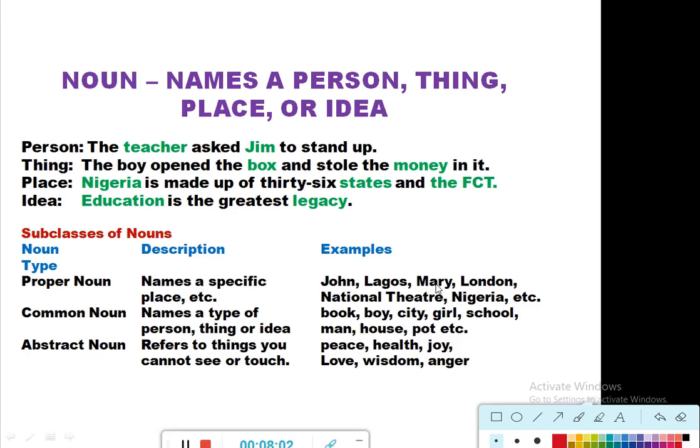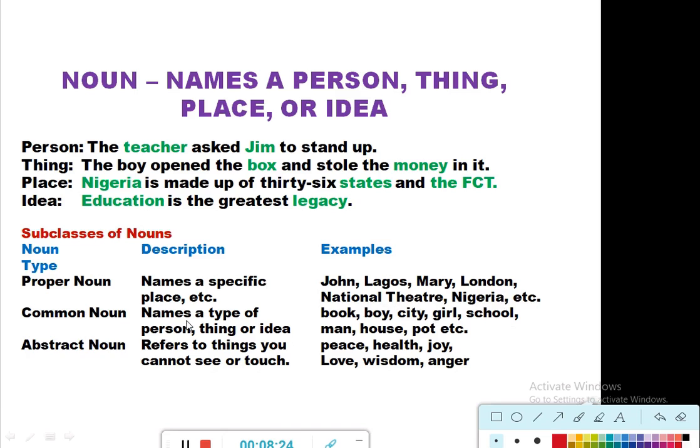Mary is the name of a particular woman or girl. London is the name of a particular country, if you like, a particular city. National Theatre is the name of a particular institution. Nigeria is the name of a particular country, and so on and so forth.